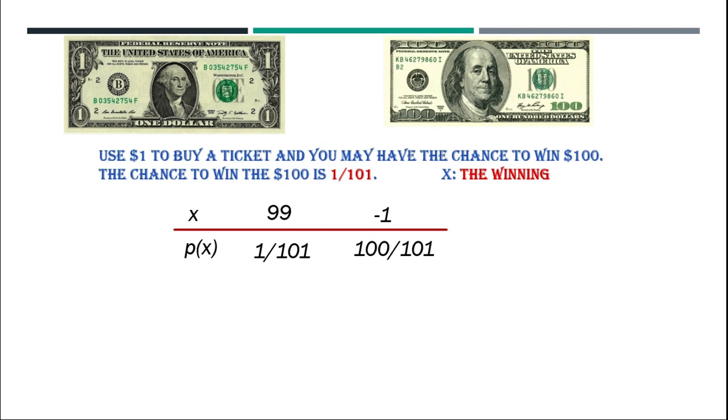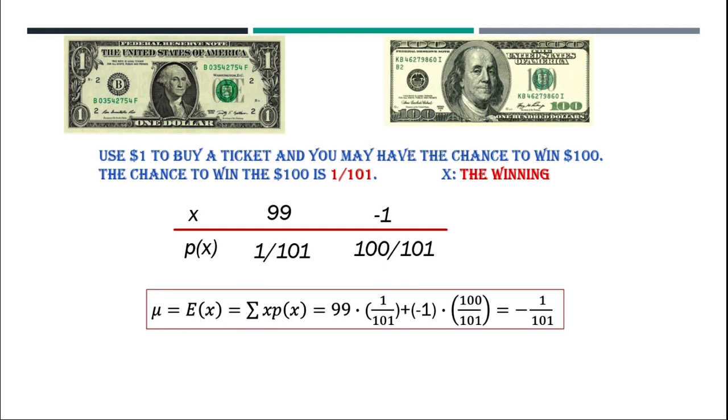For this game, the mean, which is the average, also called expected value, equals the x value of 99 times the corresponding probability 1 over 101, plus -1 times the corresponding probability 100 over 101. The result is -1 over 101. That means, on average, the customer will expect to lose money.